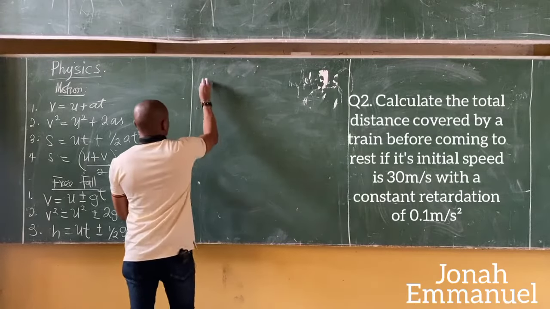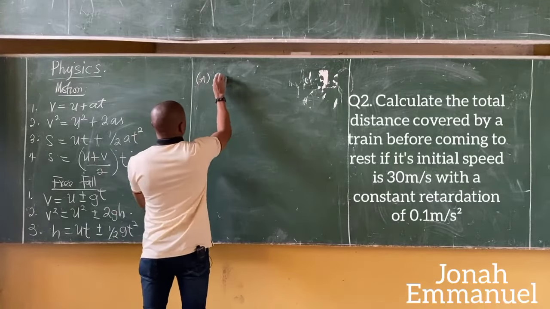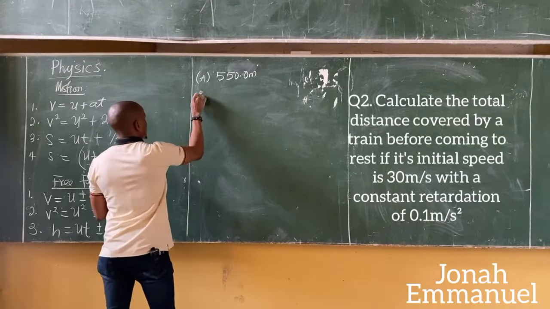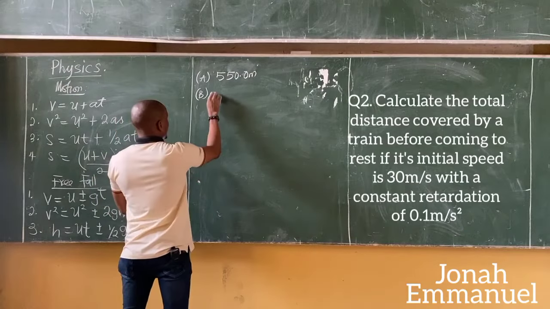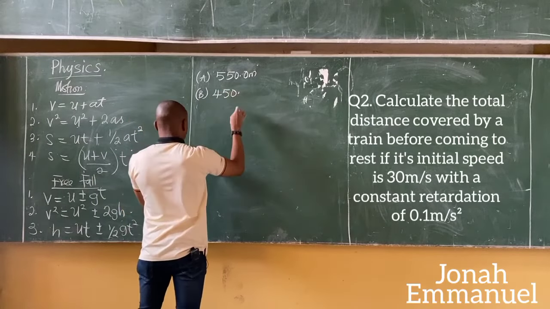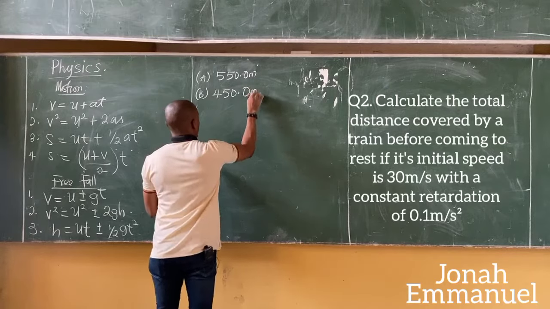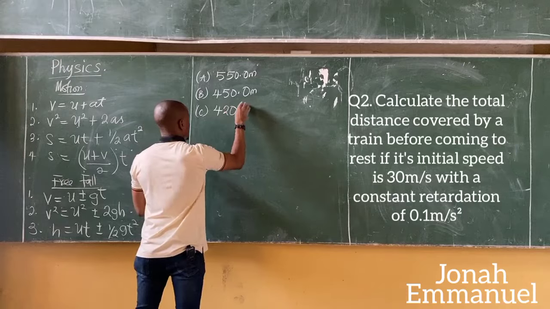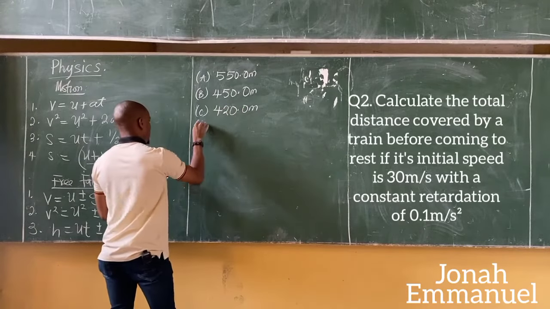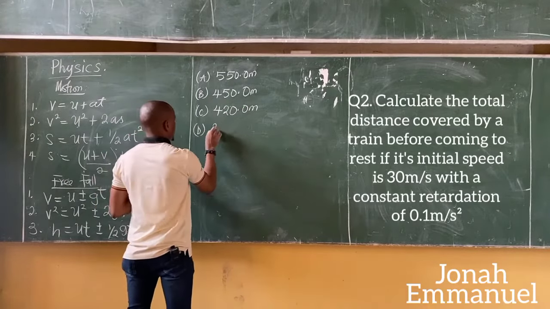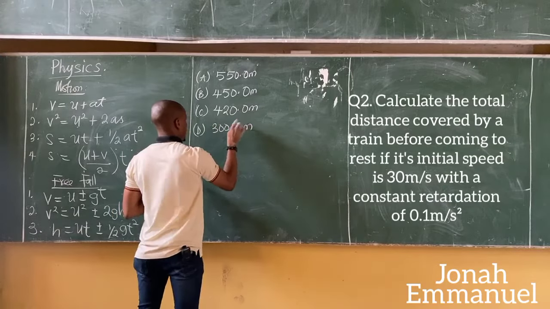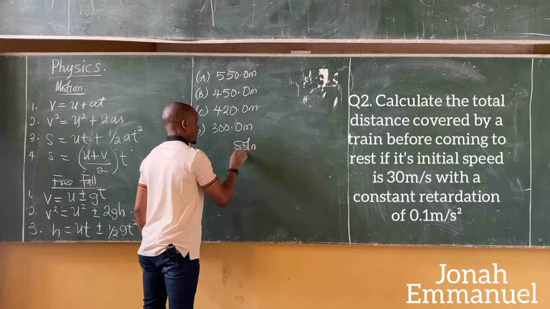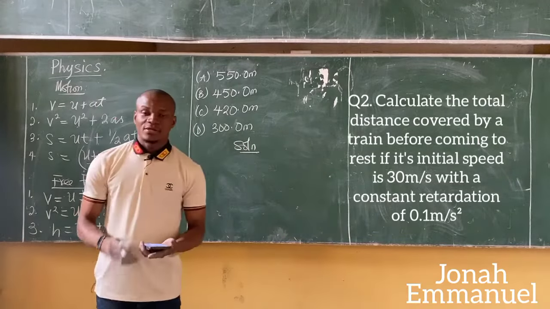So here are your options, please. A says 550.0 meters. B is 450.0 meters. C says 420.0 meters. D says 300.0 meters. All right, solution. So here are your four options.